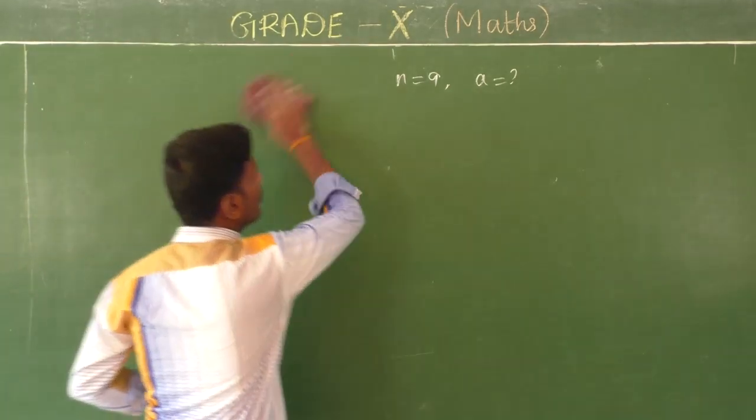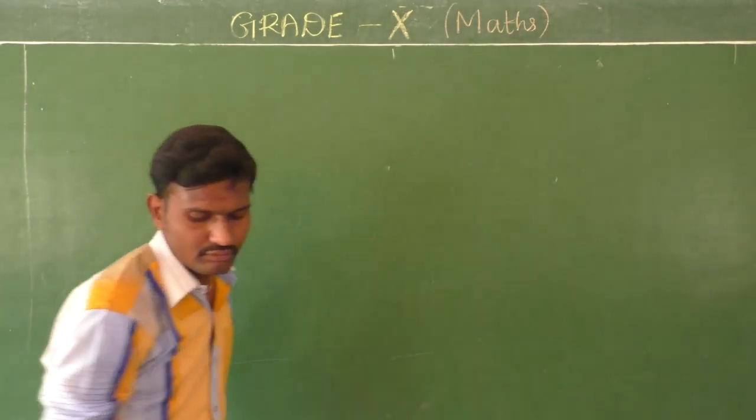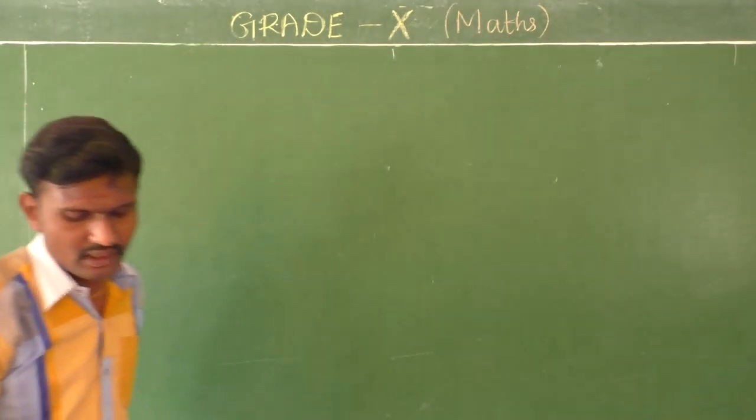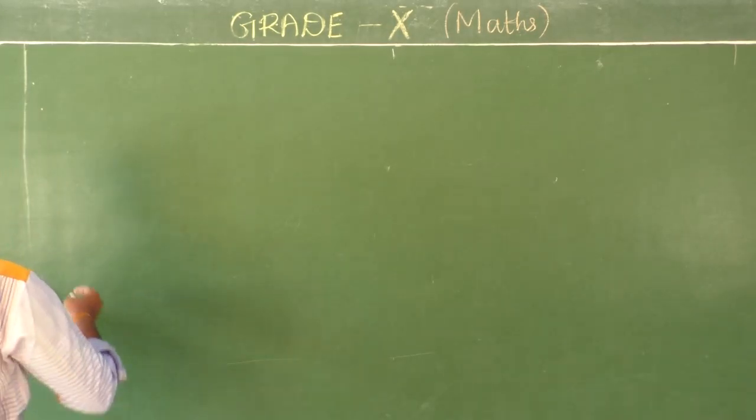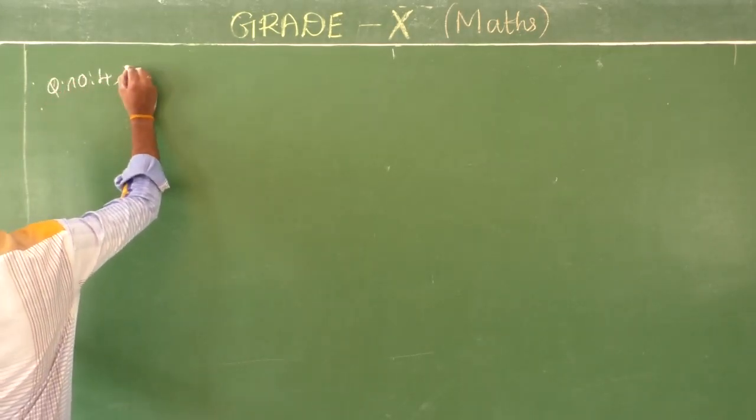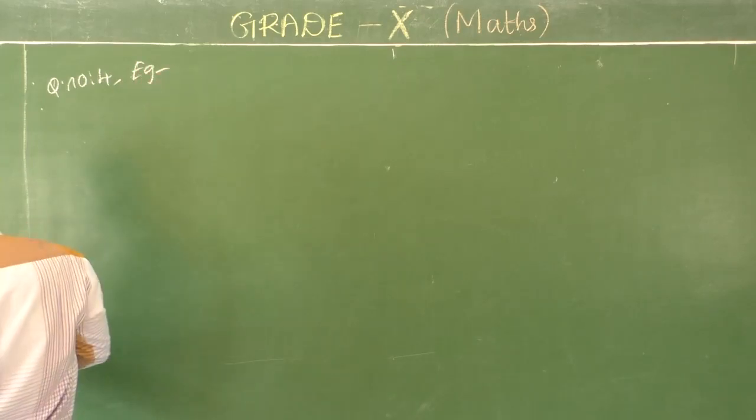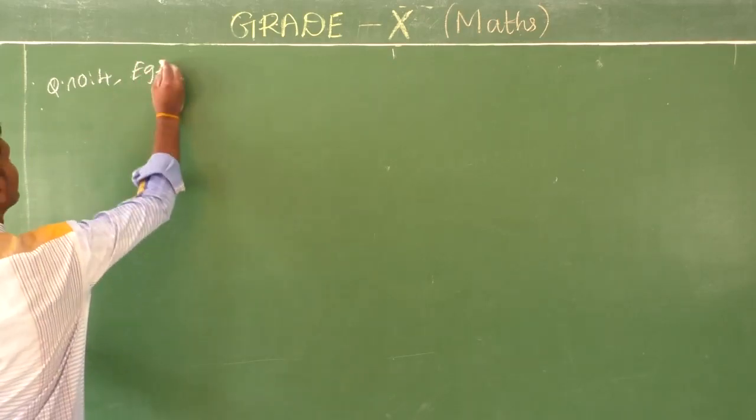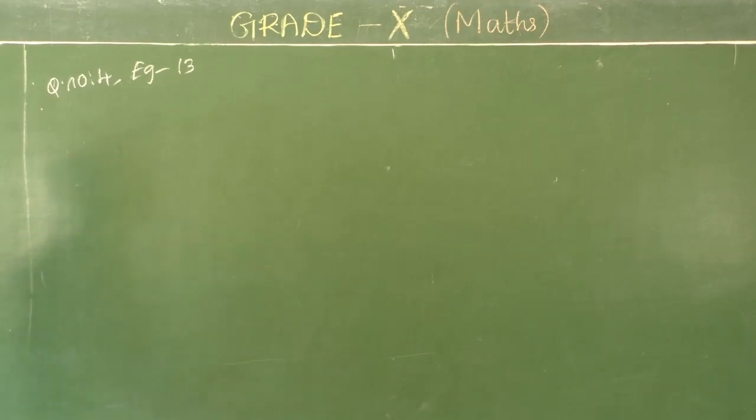Hey student, finally only one question I am giving you for this class. So question number 4 and example 13. Question number 4 and example 13, and both also have the same model. Okay. So the 13th question is very simple. So that one, the 13th question, and example 4 also simple only.